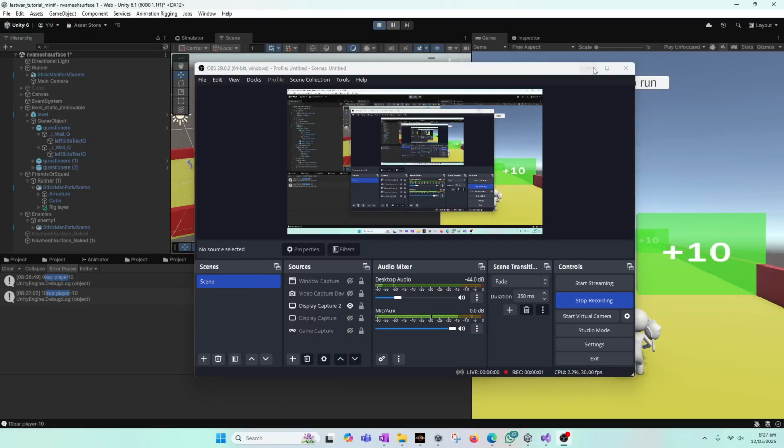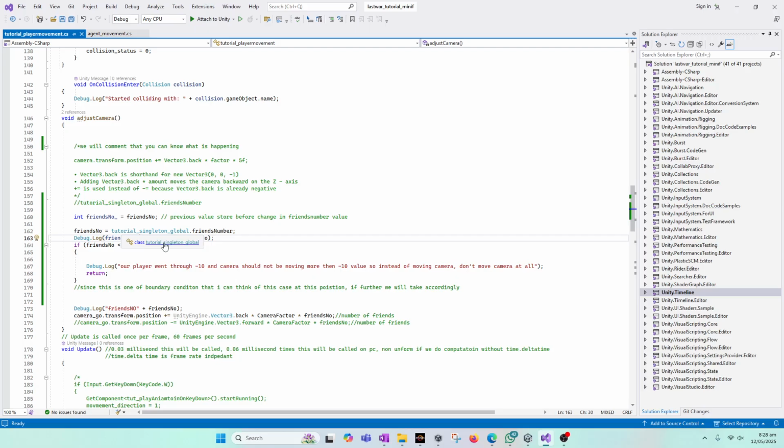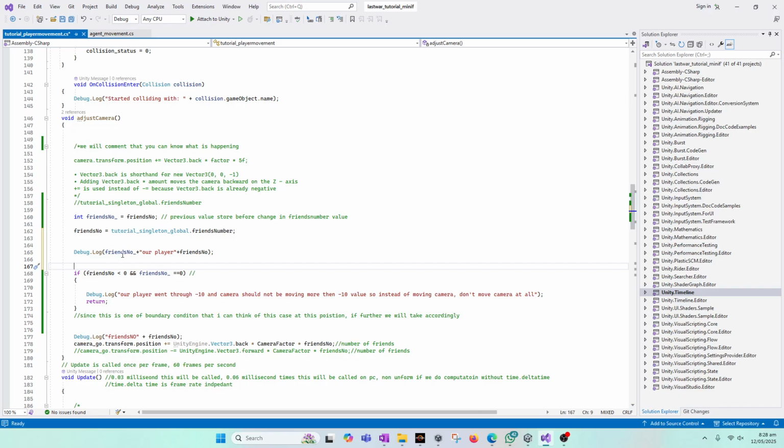Alright, back again, and in this tutorial we will resume from previous. So we try to find out why the camera wasn't performing as it should have. To debug this further, what we did was we debugged friends number like this and friends number like this.